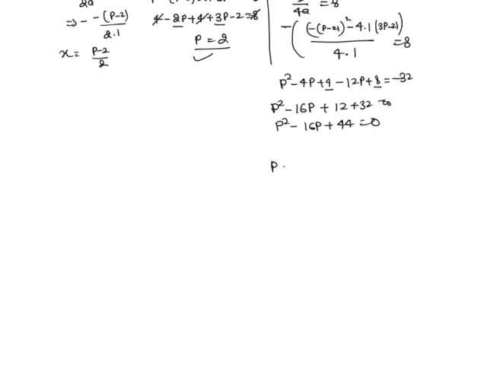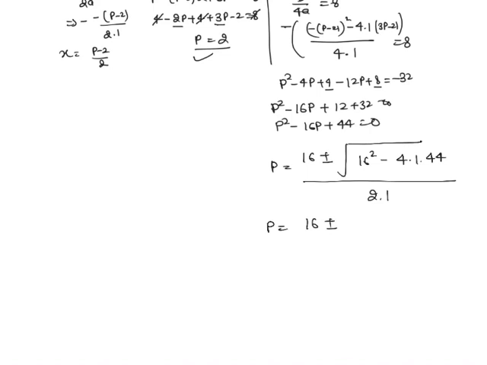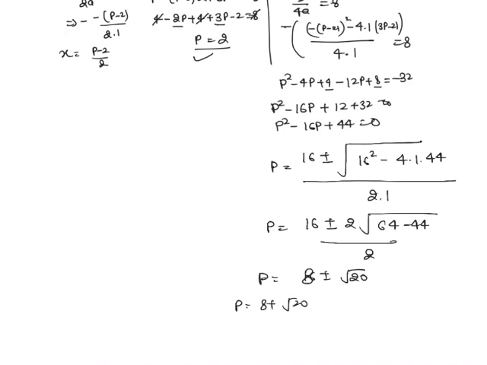So from here, p equals what? 16 plus minus root over 16 squared minus 4. A is what? 1. C is what? 44 divided by 2. A is what? 1. So p equals 16 plus minus, from here if we take 4 common, so 2 root over this becomes 64 minus 44, divided by 2. So p equals what? It becomes 16 plus minus root 20, divided by 2, 16 by 2 is 8. So p equals 8 plus root 20 or p equals 8 minus root 20.